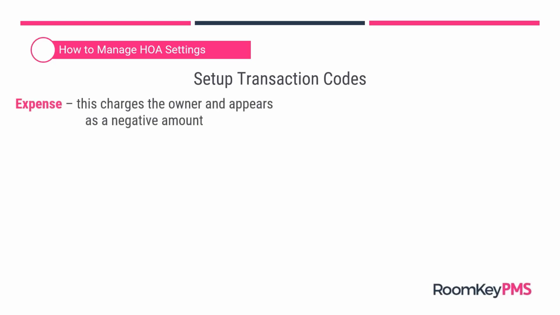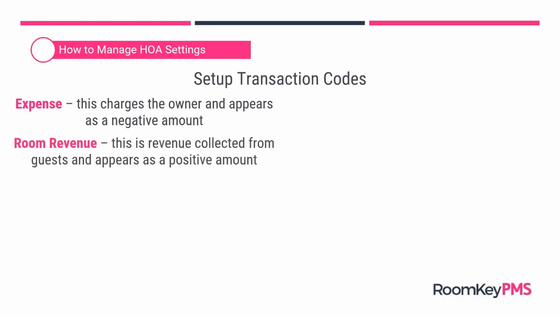The first type is an expense transaction. This charges the owner, and any items that are charged as an expense will appear as a negative amount on the owner's statement. So again, that maintenance fee, if you perform some maintenance in an owner's unit, you can expense that back to the owner, and that will appear as a negative amount that the owner owes to the hotel.